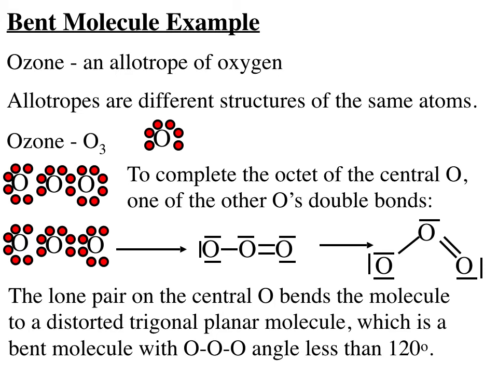Let's look at an example of a bent molecule, and for that example, I'll take ozone. Ozone is a name that you have probably heard of, your mom and them have heard of. Ozone is an allotrope of oxygen. Allotrope is a collection of the same atoms just hooked together differently. So just like oxygen, ozone is made up of O atoms. However, this is 3 O atoms in ozone compared to 2 O atoms in oxygen.